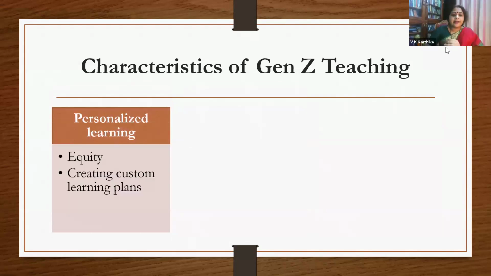Next is about personalized learning. Again, I've told you in the previous slide, we have to modify our teaching in such a way that there is personalized learning. So when we think about personalized learning, we used to think about the one-on-one kind of pedagogic care that we give to each student. So yes, that is there, but it also has to be working on the principles of equity. And maybe the students would require customized learning plans.